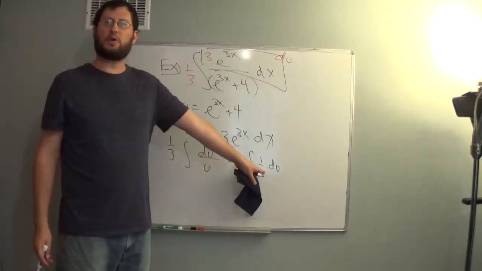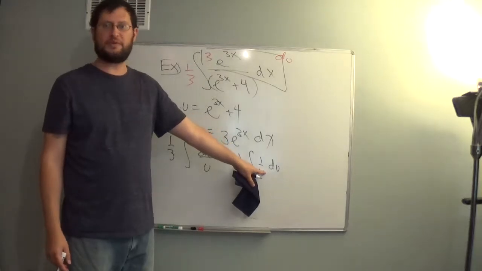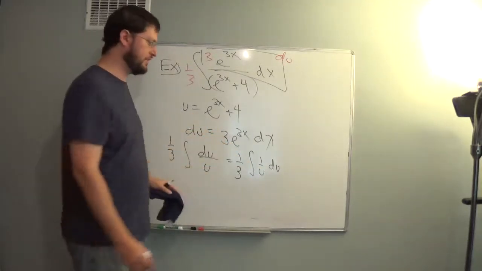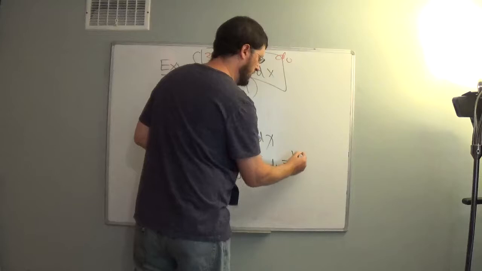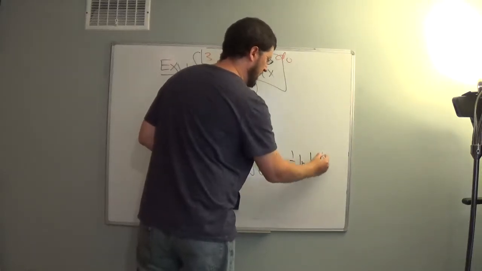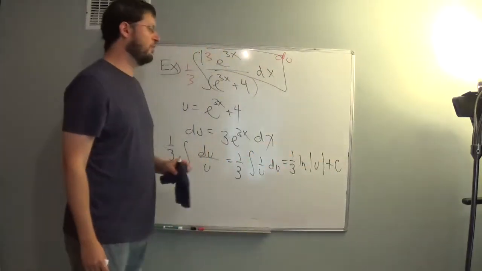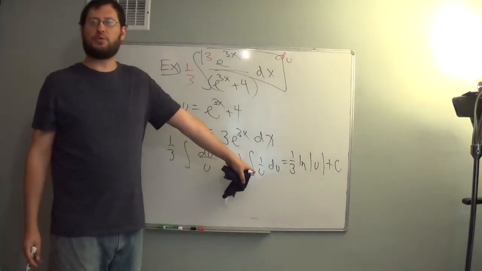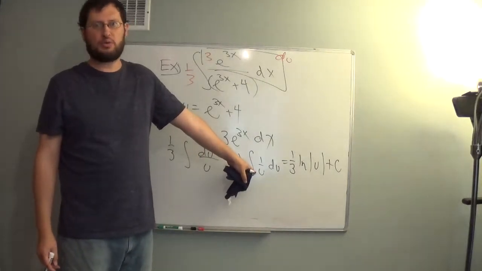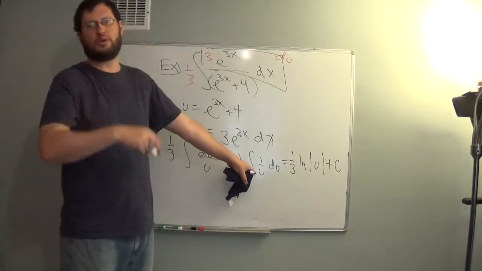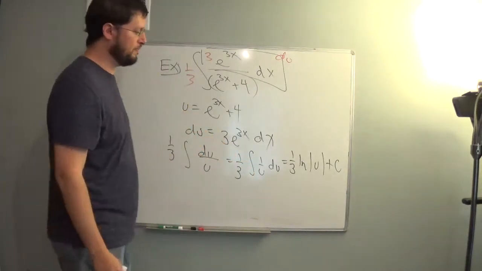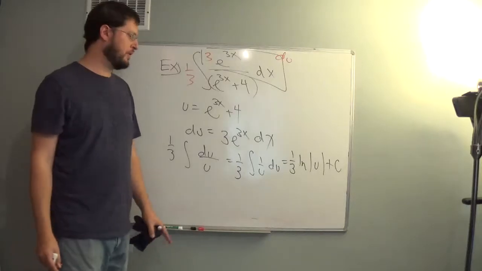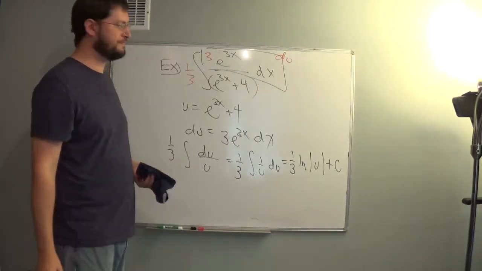What has a derivative of 1 over x? ln has a derivative of 1 over x. So this is 1/3 ln, remember the absolute values in this case, 1/3 ln absolute value of u. We can't apply the power rule. This is u to the negative 1, but the power rule doesn't work because it would be u to the 0 over 0. Can't divide by 0.